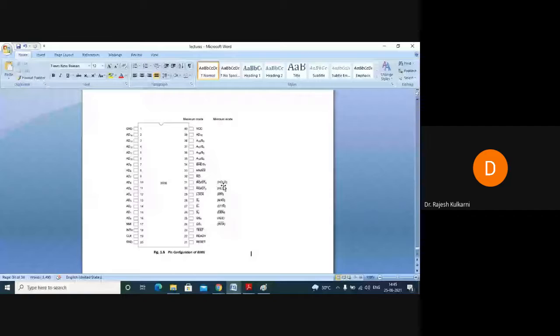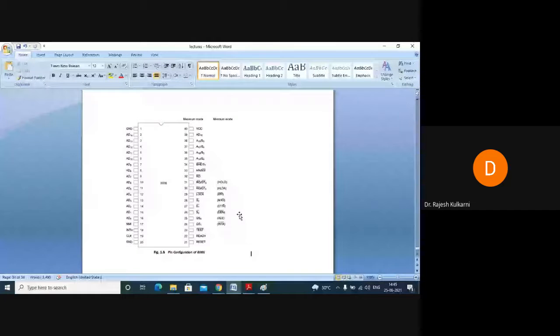Similarly, you have other lines like S2, S1, S0 for the maximum mode. These will be status lines only. They'll be indicating the type of the operation. Let me try to show the diagram for that also.